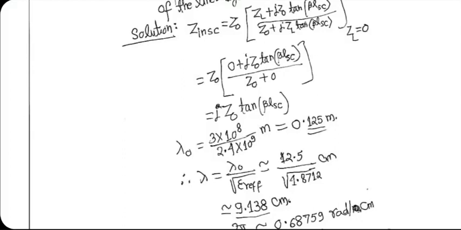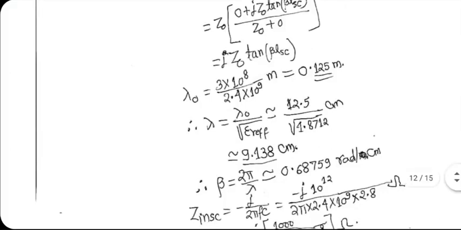Important thing is to figure out beta. Beta is 2 pi by lambda. It turns out to be whatever value I'm showing you, 0.68759 radian per centimeter. Now I'm talking radian per centimeter. Be careful about the unit of length.